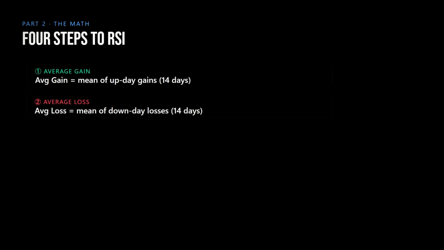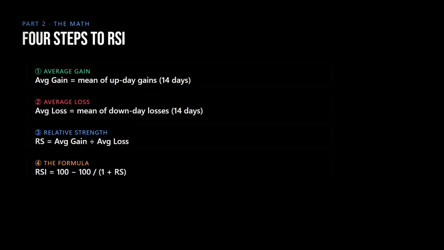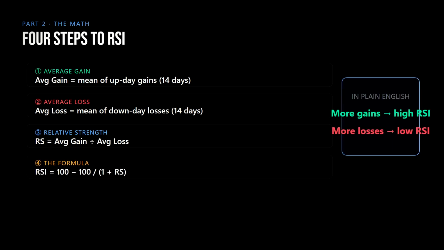So how is it calculated? Let's walk through it using the standard 14-day setting. Step 1. Take the last 14 trading days, and average the gains from all the up days. Step 2. Average the losses from all the down days. Step 3. Divide the average gain by the average loss. This gives you RS, the relative strength. Step 4. Plug it into the formula. RSI equals 100, minus 100 divided by 1 plus RS.